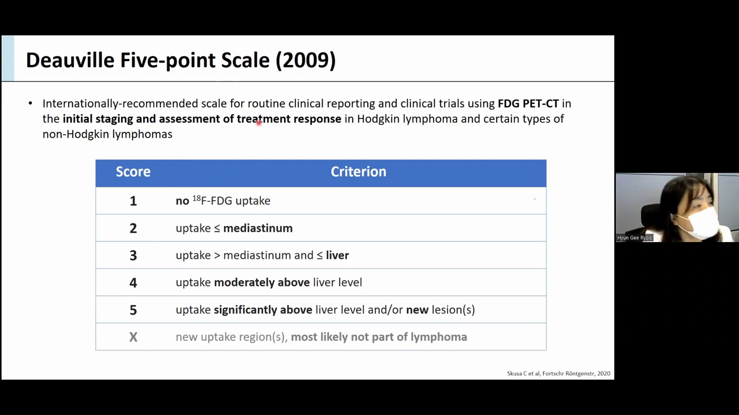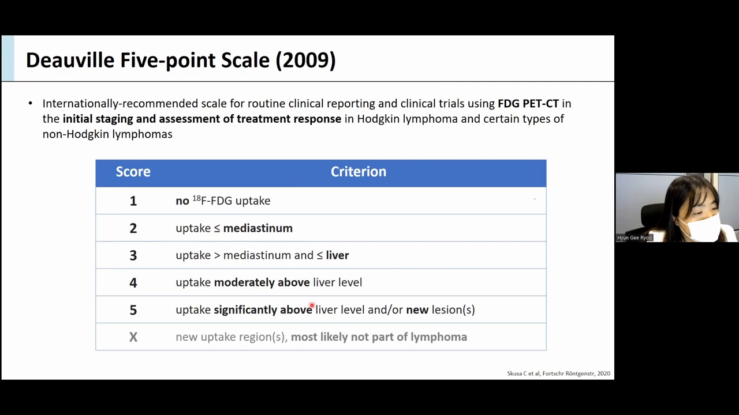So, if there is no FDG uptake in the lymphoma patients, we can score this patient as score 1 based on the Deauville 5-point scale. But if the highest uptake lymphoma lesion has uptake lower than the mediastinal blood pool uptake, then we can say that this patient has a Deauville score 2. And if the lymphoma lesion has uptake higher than mediastinum but lower than liver uptake, we can say that this patient has a Deauville score of 3.